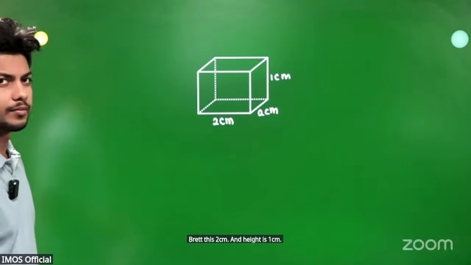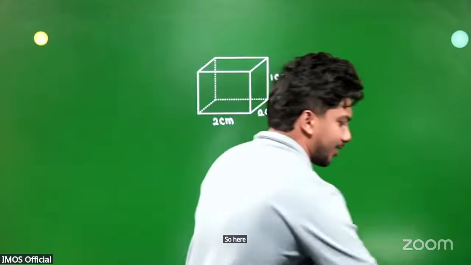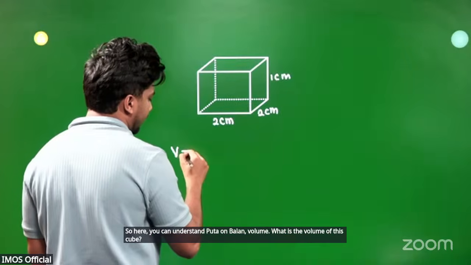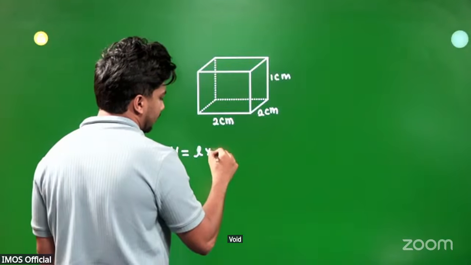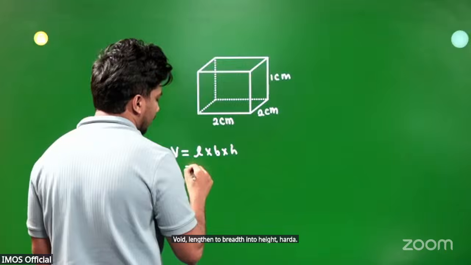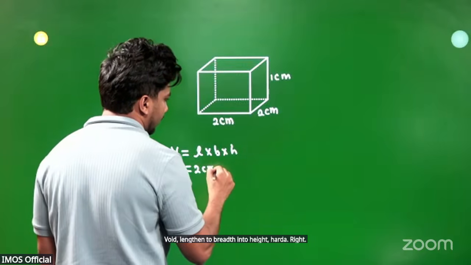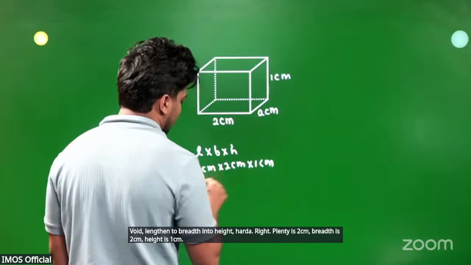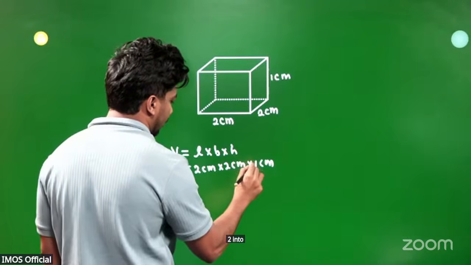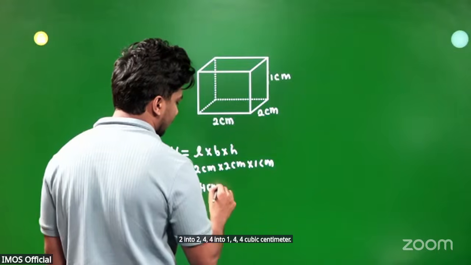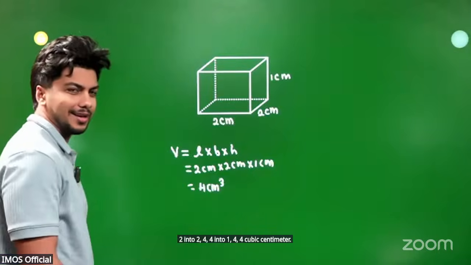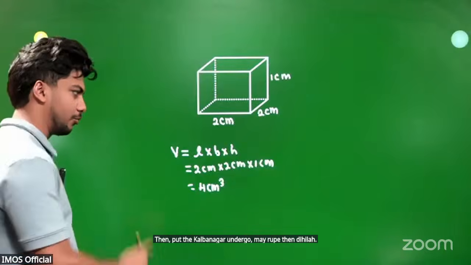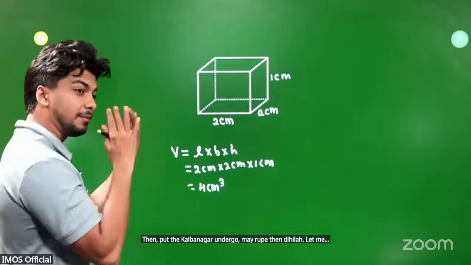හරි. So here you can understand පුතා. හරි. ඔන්න බලන්න volume. What is the volume of this cuboid? Length into breadth into height. Right. Length is 2 centimeter, breadth is 2 centimeter, height is 1 centimeter. හරි මේ 2 into 2, 4. 4 into 1, 4 cubic centimeter. හරිද? දැන් පොඩ්ඩක් කල්පනා කරන්නකෝ මේ රූපේ හැදෙන්නේ කොහොමද කියලා. මේක තව ඩීප්ලි හිතුවොත් අපි.